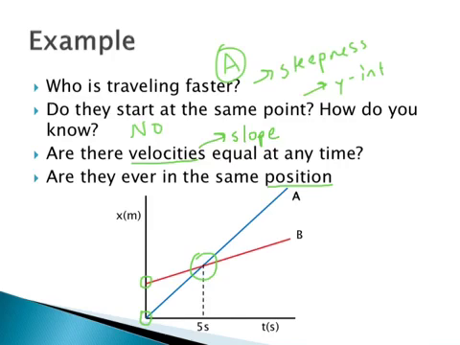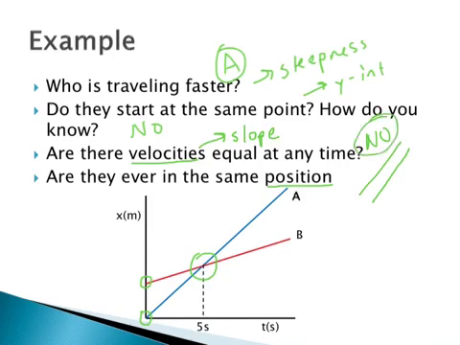Well, ask yourself this: what do two lines look like that have the same slope? Think mathematics. Two lines with the same slope are called parallel lines. So looking at objects A and B, are they parallel lines? Do they have parallel or equal slopes? In this case, no. So the velocity is not the same at any time. They are never the same.